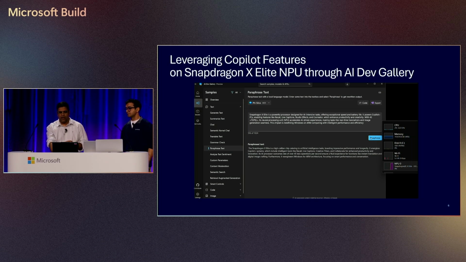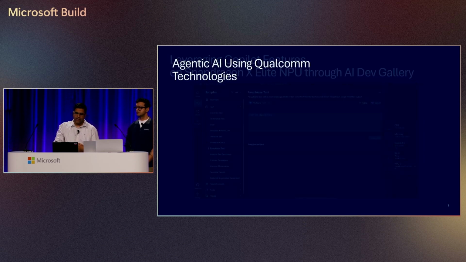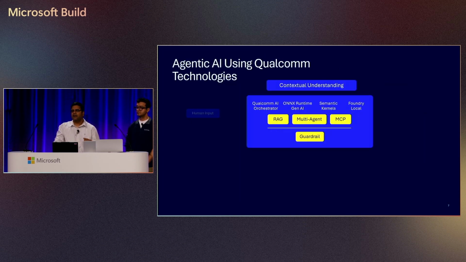Now, this is one way of leveraging inbox models. So you, again, as a developer, will not spend time finding which model you need to explore for your own local edge devices. Next, we want to extend that to Agentic AI.